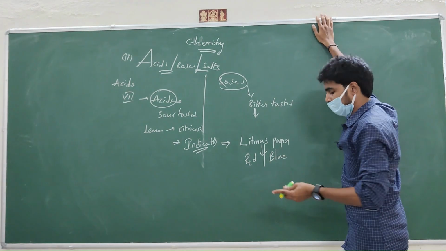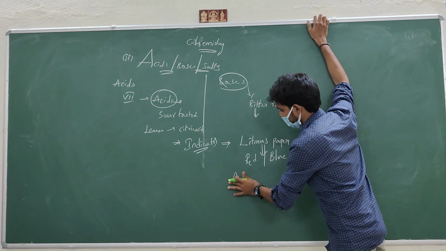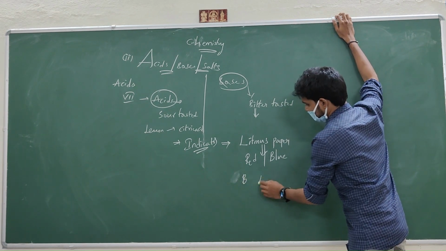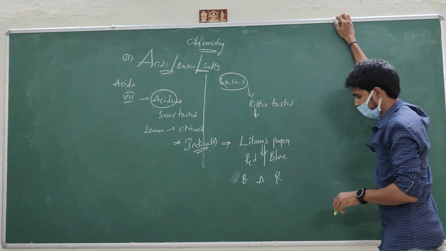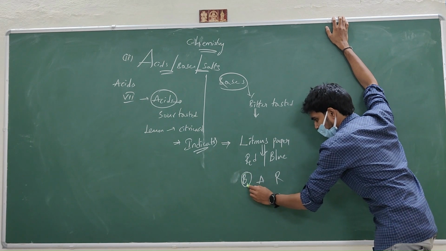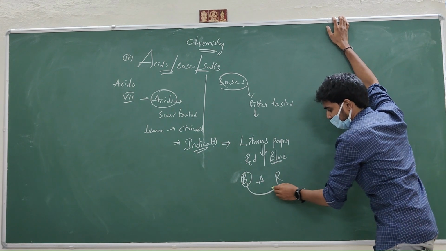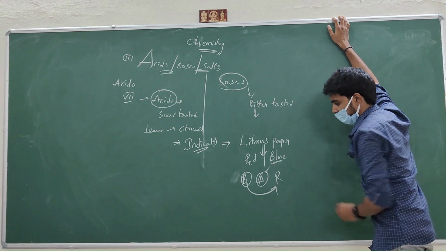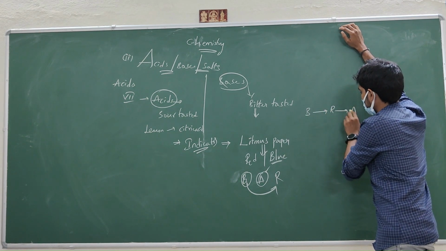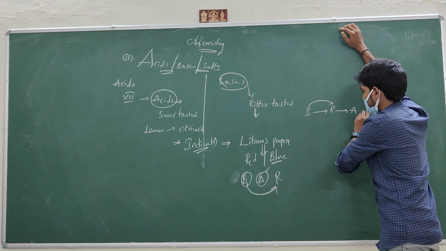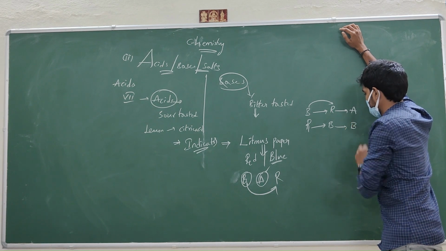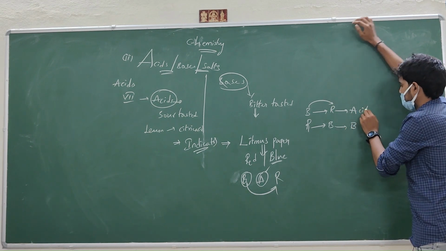Suppose you consider blue litmus paper. Blue litmus paper turns to red, it indicates that it is an acid. Blue turns to red, it is an acid. And red litmus paper turns to blue, it becomes a base. Okay, just remember this.